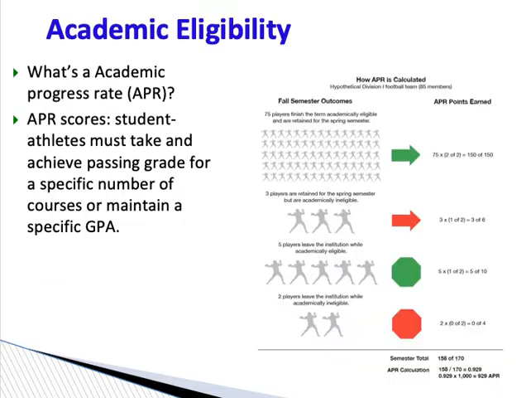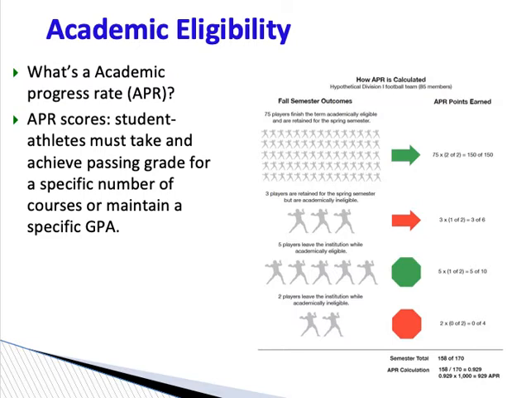Right. The second eligibility rule in college sport is related to your academic performance after you have enrolled in college, and people want to know whether you are working hard enough, because NCAA says all the athletes are student athletes, right? You're student first and then you are athletes. So academic performance is still very, very important, also the most important for these college athletes. So NCAA introduced something called APR, which is academic progress rate. For the APR score, they require student athletes to take and achieve a passing grade for a specific number of courses or maintain a specific GPA in order to maintain their eligibility.